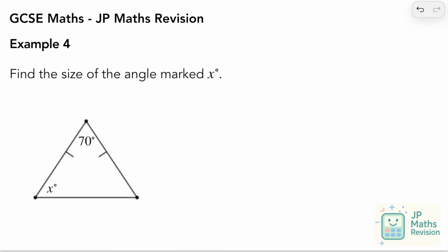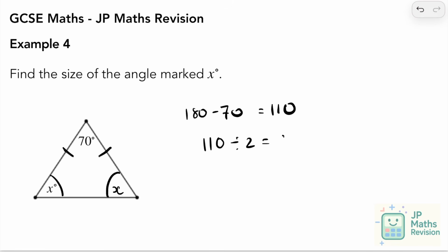Here's another example. We need to find the size of the angle marked x. So this time we have these two lines here. They're indications that it's an isosceles triangle and those two sides are equal in length. So if those two sides are equal in length, then we know this angle is also equal to x. So what we can do is 180 take away 70 to get 110. And because we know that the two angles are the same, we can simply divide 110 by 2 to get 55.